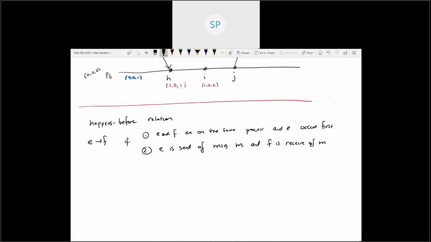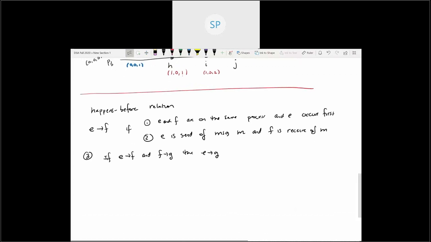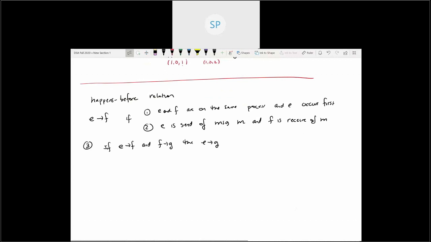And then we had this third property, which is transitivity. If E happens before F and F happens before G, then E happens before G. And this is the exact same thing I wrote before, just in a slightly different format. This is just saying how we want our order to work. And so we talked about wanting to make a clock that gives us some insight: we look at two events and we can decide which one happened first, or which happened before the other.